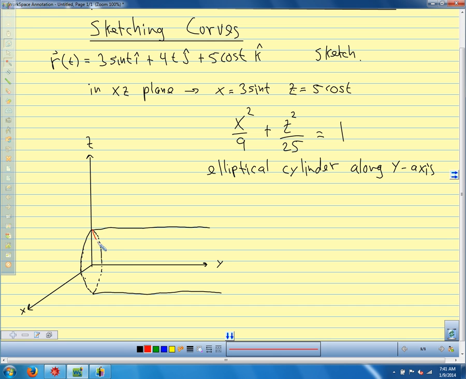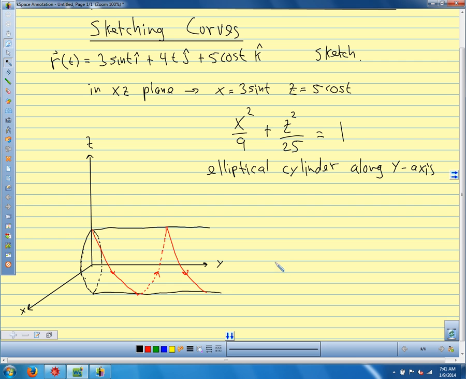It's going to do something like this, and it's going to go around behind here, and then come back in the front, like so, and spiral around that cylinder as t increases. And we call this shape that does that kind of spiral shape a helix.